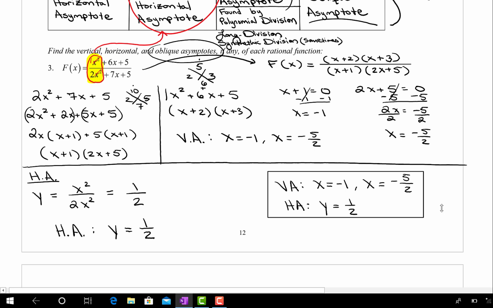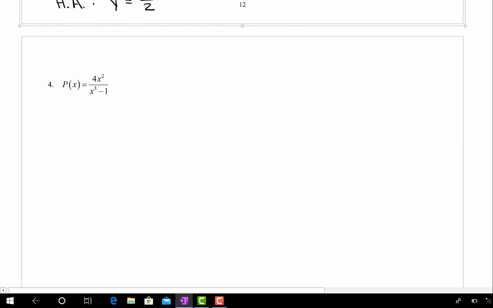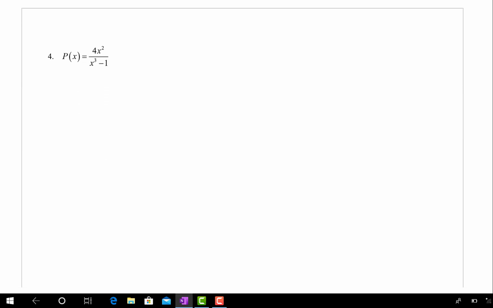All right, let's go on to the next problem. Yay! These are fun. Number 4, p of x is equal to 4x squared over x cubed minus 1. All right, so let's look at this. I can tell by looking at this right away that there are no common factors between my numerator and my denominator, so I don't have to worry about trying to write this in lowest terms. So there's no point to that.